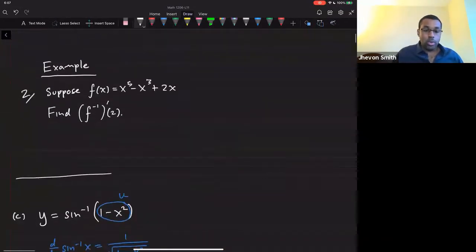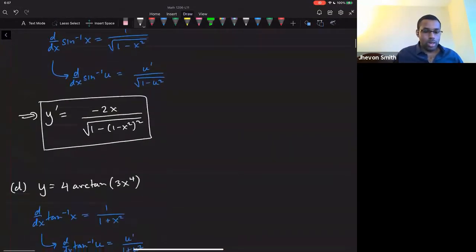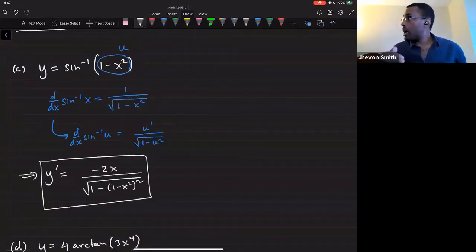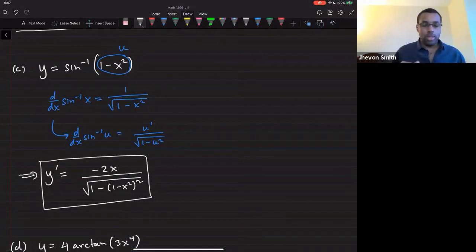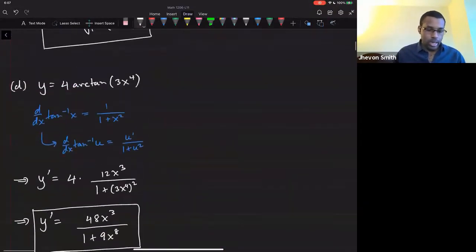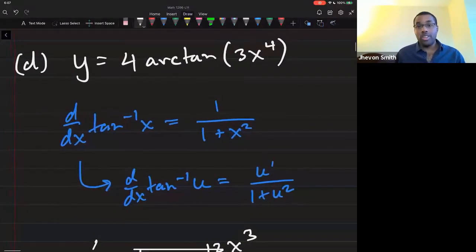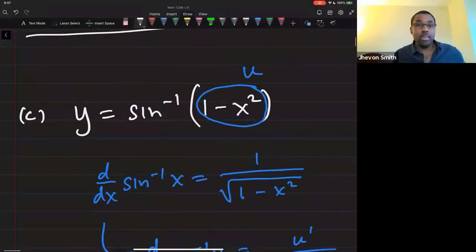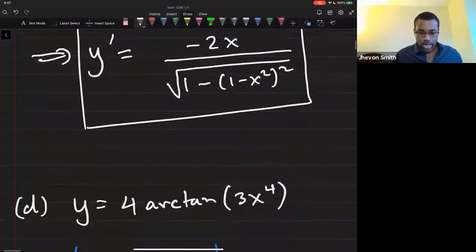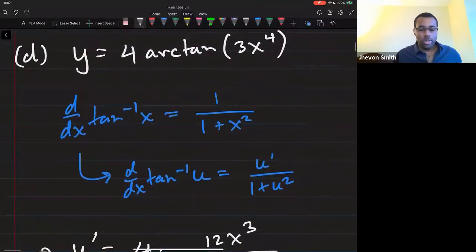We did a little bit more work on taking derivatives of inverse functions. I wanted you to know how to differentiate sine inverse and tangent inverse specifically, and we did a bunch of examples from that. The formulas are here. The derivative of tangent inverse is equal to 1 over 1 plus x squared. And the derivative of sine inverse is equal to 1 over 1 minus x squared. And of course, there are chain rule versions of those, which I wrote down here.